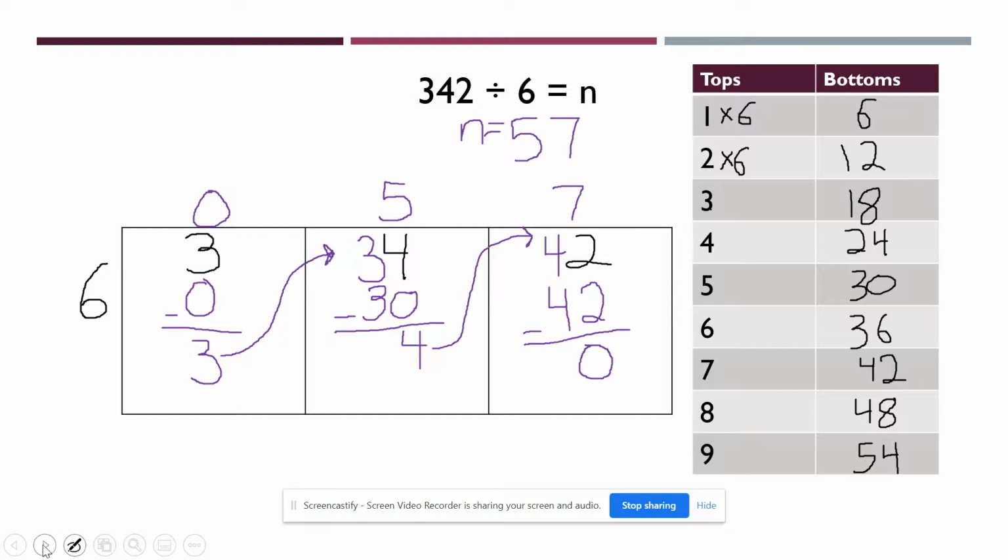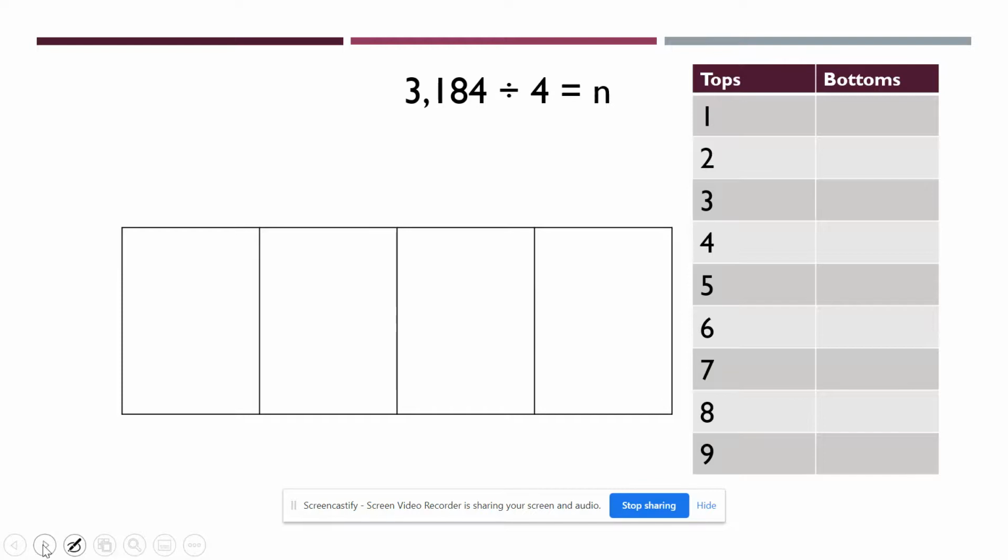All right, so now what we're going to do is take a look at how you do this with a 4-digit number. It's super, super similar. All we do is add one more place value. So the fact that we have here is 3,184 divided by 4 equals n. My dividend, which is 3,184, is a 4-digit number. So that's why this is broken into 4 equal parts. I'm dividing it into groups of 4, so 4 goes on the side.